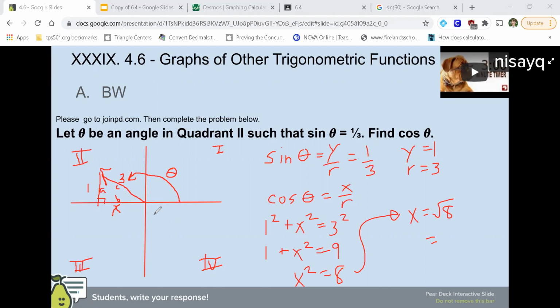You could simplify that though, because 8 is the same thing as 4 times 2. And 4 is a perfect square. The square root of 4 is just 2.